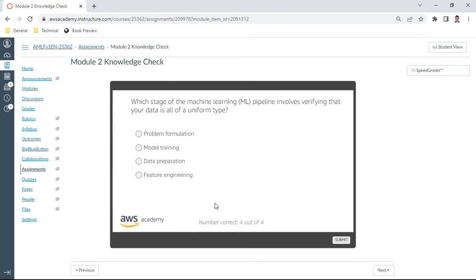The fifth one: which stage of the machine learning pipeline involves verifying that your data is all of uniform type? It is data preparation, the stage.